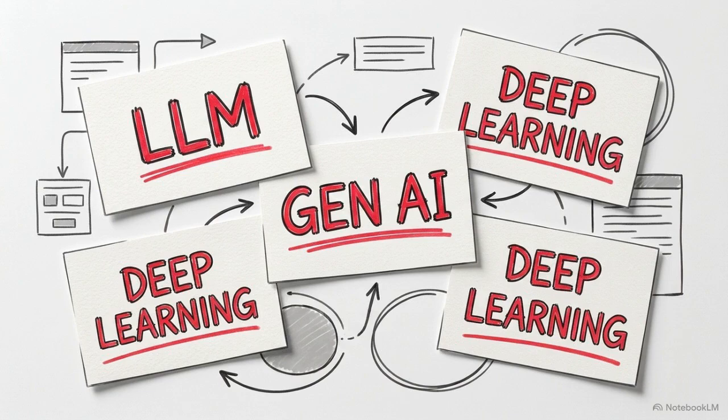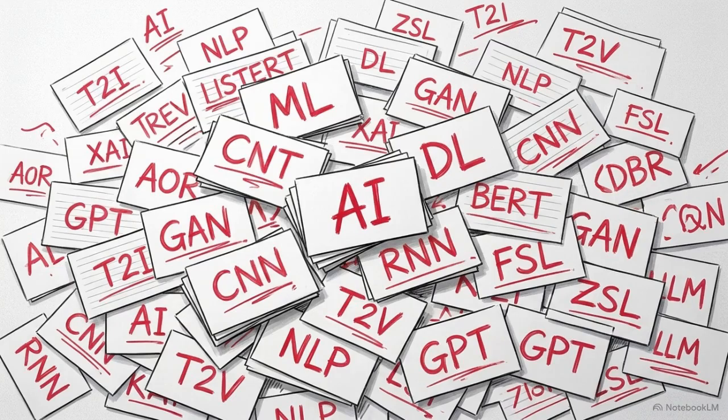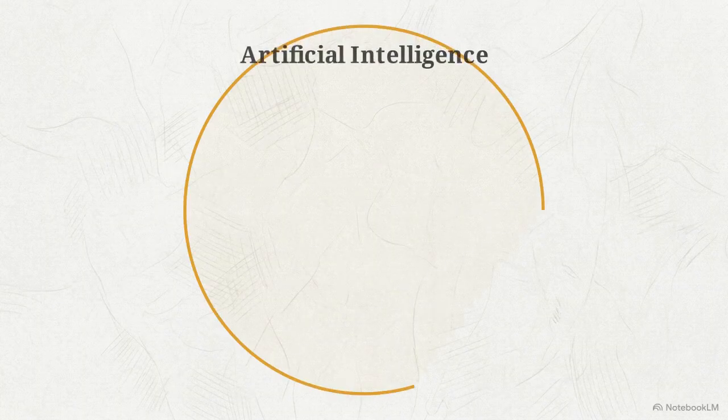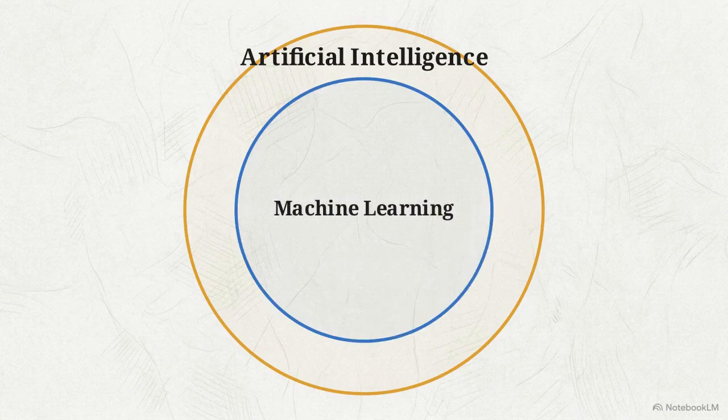If you are feeling overwhelmed by the alphabet soup of AI terminology, LLMs, generative models, deep learning, the confusion usually stems from how these terms relate to each other. Artificial intelligence represents an entire field of study. Inside that is a subfield called machine learning.